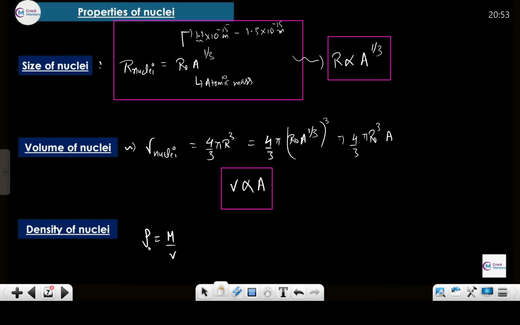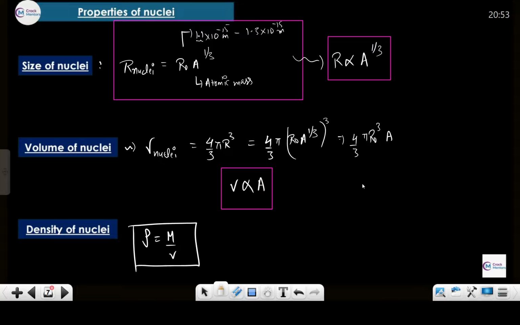So basically, right now I'm talking about density. Density is mass upon volume. What is the mass that we have for a nucleus?